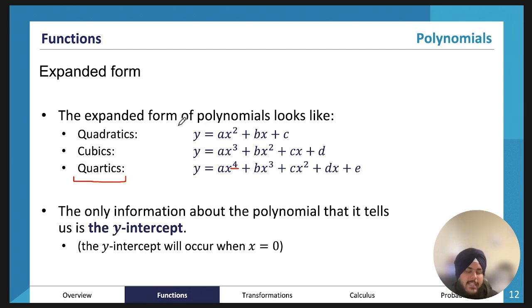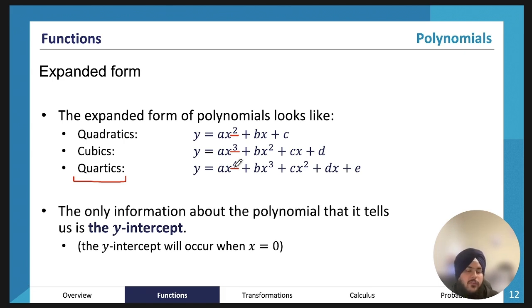So you'll usually be seeing these three polynomials really often. Quadratics, where the highest degree is 2, cubics, where the degree is 3, and quartics, where the degree is 4. All of these polynomials will look a little bit different when you graph them, but they have a general pattern, which we'll come back to in a second.